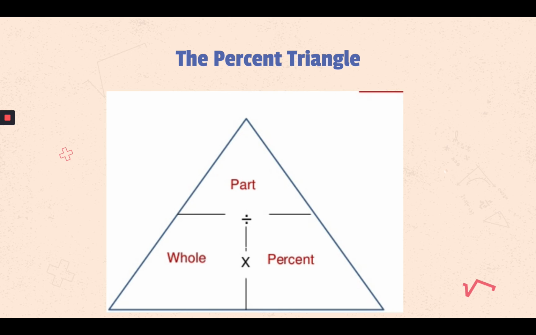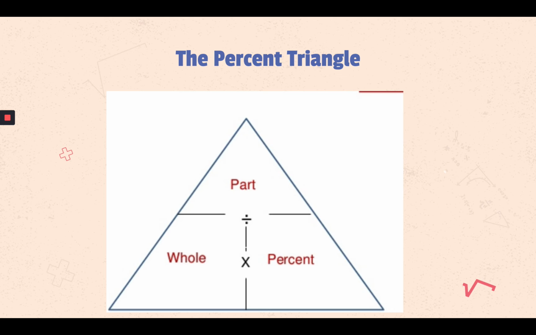And there's a handy dandy percent triangle. I'm going to have this slide on every assignment for the next week at least. You're going to see this a lot. But this percent triangle is meant to be a way for you to remember what to do when you get two pieces of information and you're looking for the third.